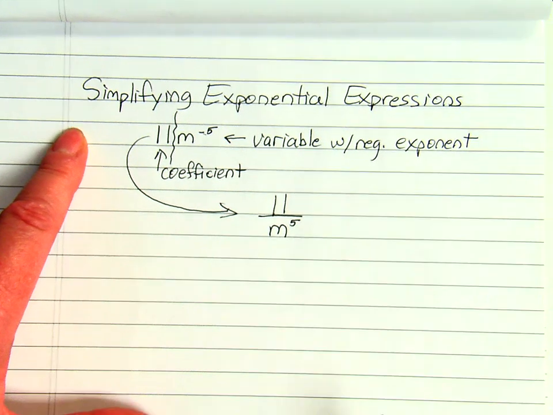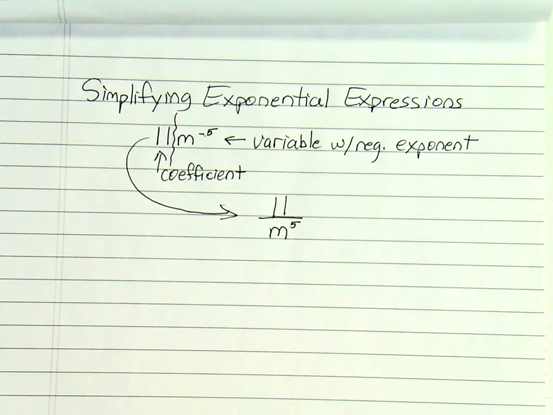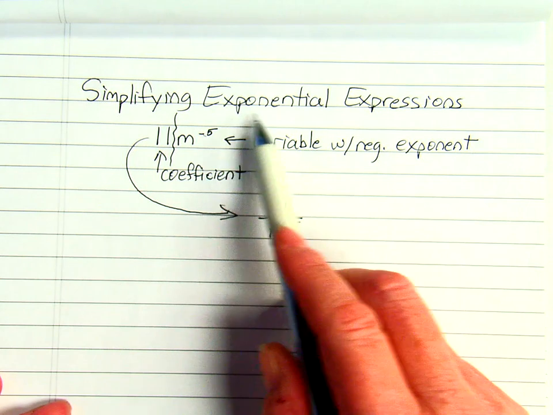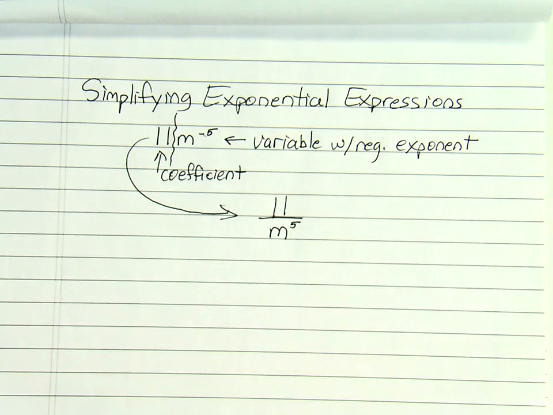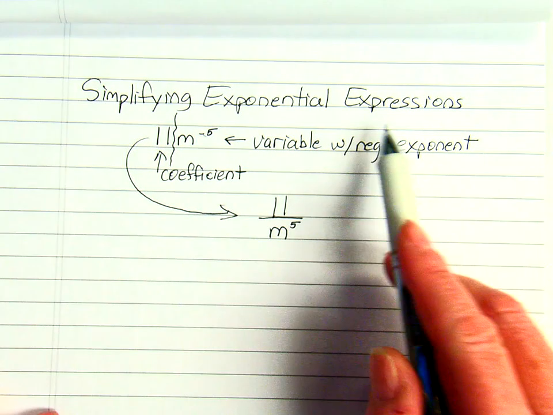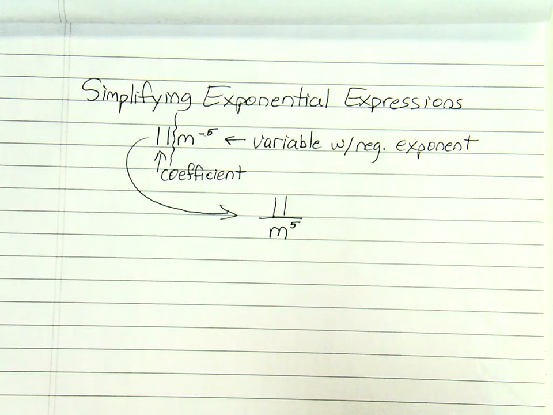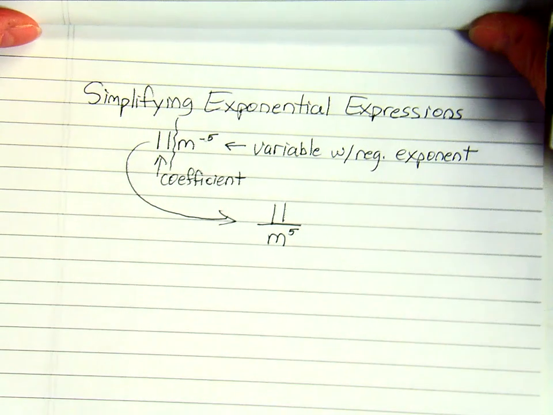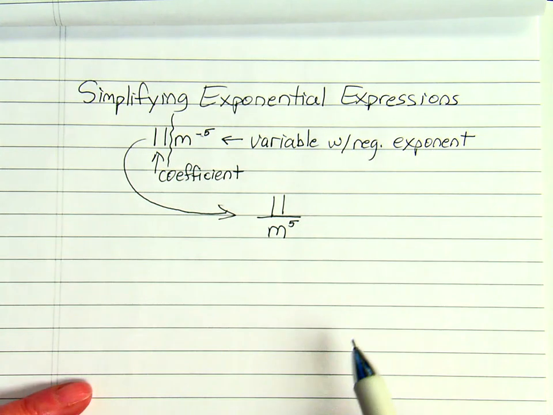Just so that we know exactly what we're doing. Simplifying, we're bringing something down to its simplest form. Exponential means that we are working with exponents and expressions. Expressions are mathematical phrases, just like in English class. They do not have the equal sign, so they are not equations. They are just part of an equation, kind of like a phrase is a part of a sentence.